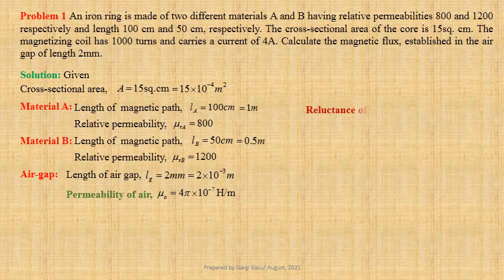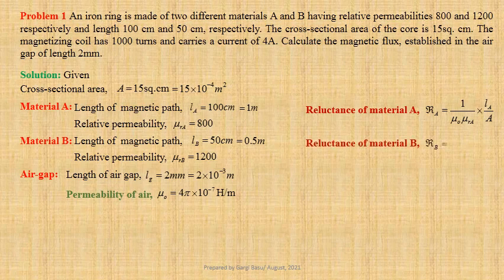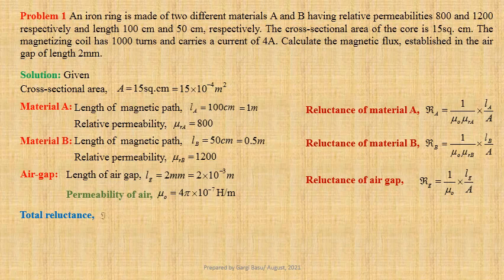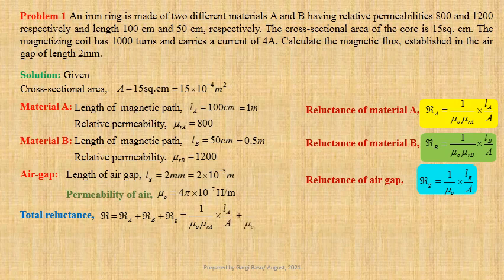Expression for reluctance of material A, Ra equals 1 upon mu0 mu Ra into La by A. Reluctance of material B, Rb equals 1 upon mu0 mu Rb into Lb by A, and reluctance of air gap Rg equals 1 upon mu0 into Lg by A. Expression for total reluctance R equals Ra plus Rb plus Rg, that is equal to 1 upon mu0 mu Ra into La by A plus 1 upon mu0 mu Rb into Lb by A plus 1 upon mu0 into Lg by A. This can be expressed as 1 upon mu0 times A into La by mu Ra plus Lb by mu Rb plus Lg.